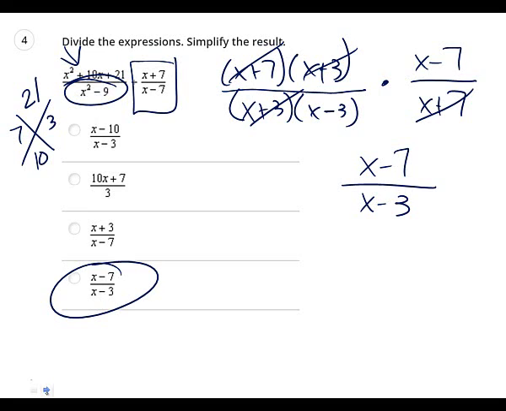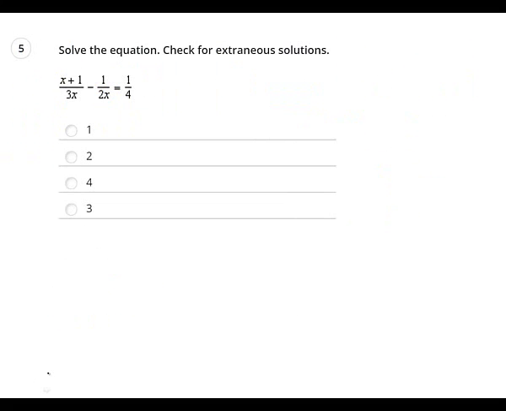All right, we good with 4? Yeah. Okay, so number 5.